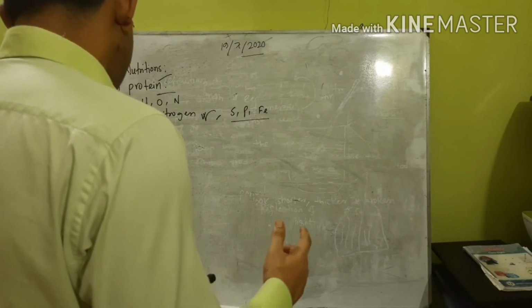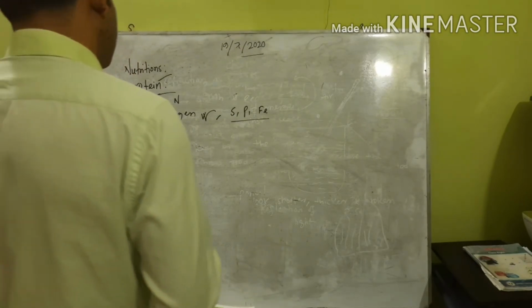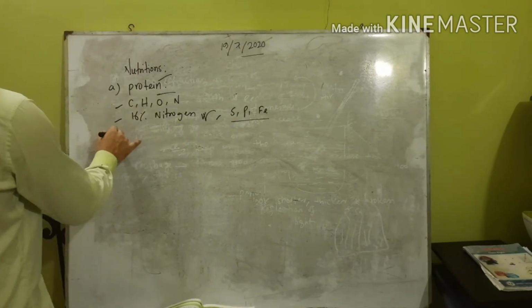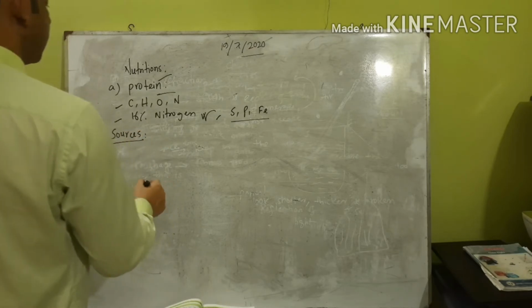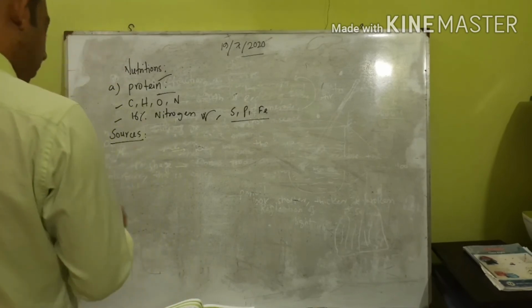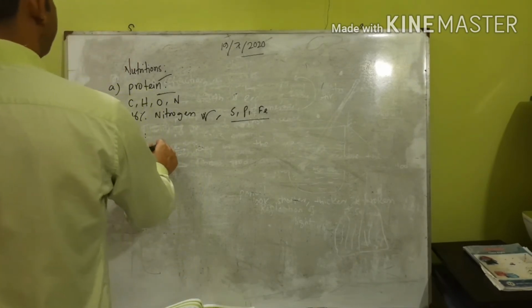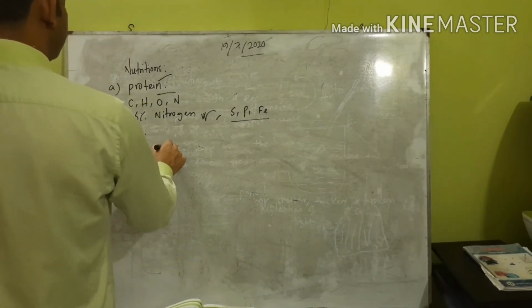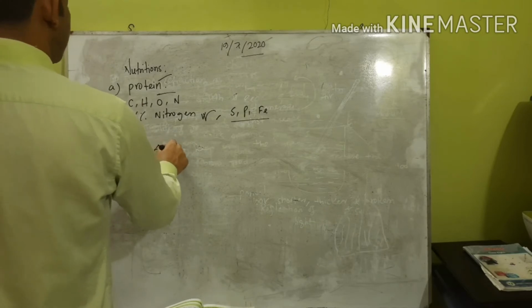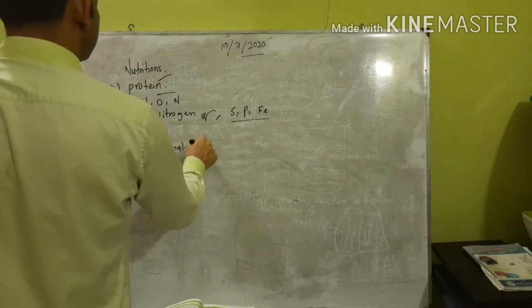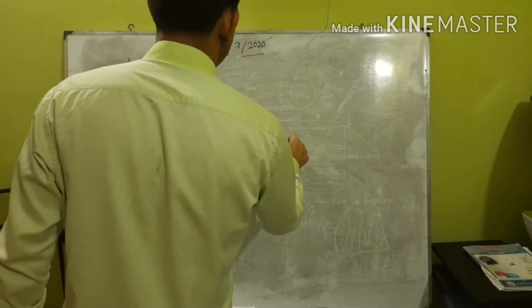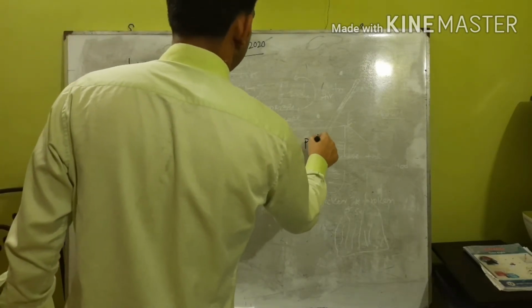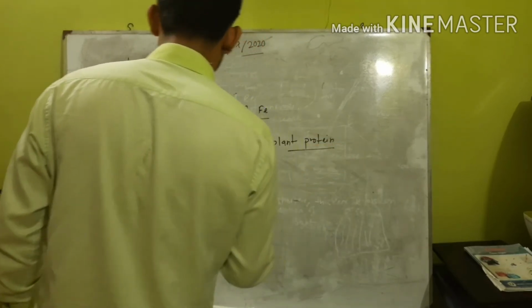And this is very important. Another one is the sources. What are the sources? When you make it, the sources would be animal protein and plant protein. Animal sources and plant sources. You can write animal sources and plant sources.